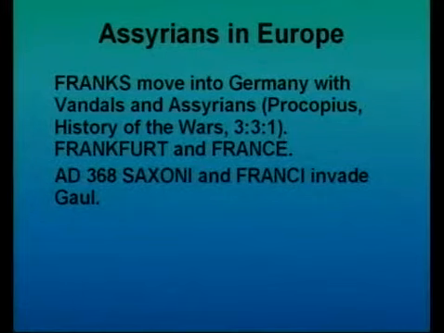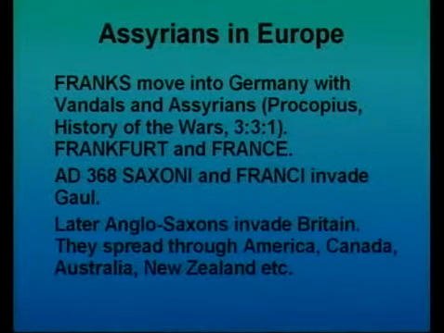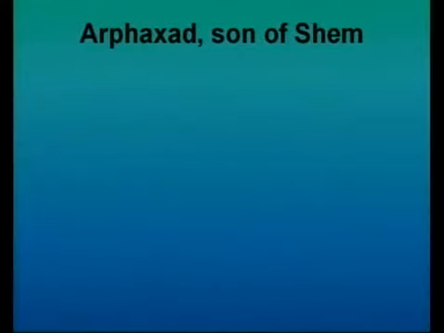In 368 AD, the Saxoni and Franki invade Gaul, we find in historical records. And later, of course, Anglo-Saxons invade Britain. They spread through America, Canada, Australia, and New Zealand. So that probably incorporates some of us here, find some of our roots.